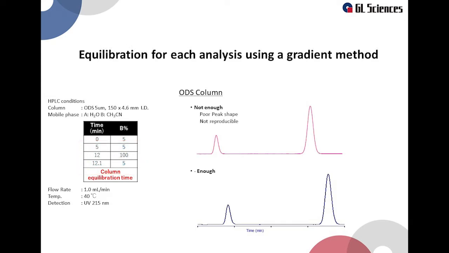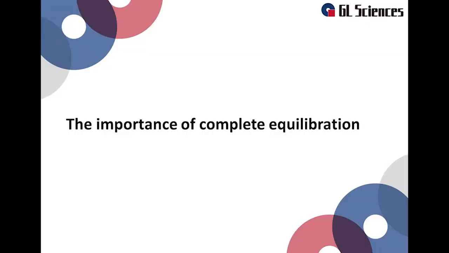If equilibration time is not long enough, the chromatogram peak has a poor shape and low reproducibility of the retention time. The effect of not having equilibrated long enough is a faster retention time. This is undesirable, making your chromatography less reliable. We will now elaborate on why it is important to equilibrate a column long enough.